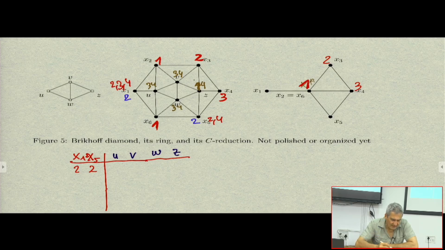No, but this is a problem. Oh, this is a problem. You cannot color this part. 3, 4, 3, 4. What do they do? He identifies x2 and x6. This is the hardest case. Aha.